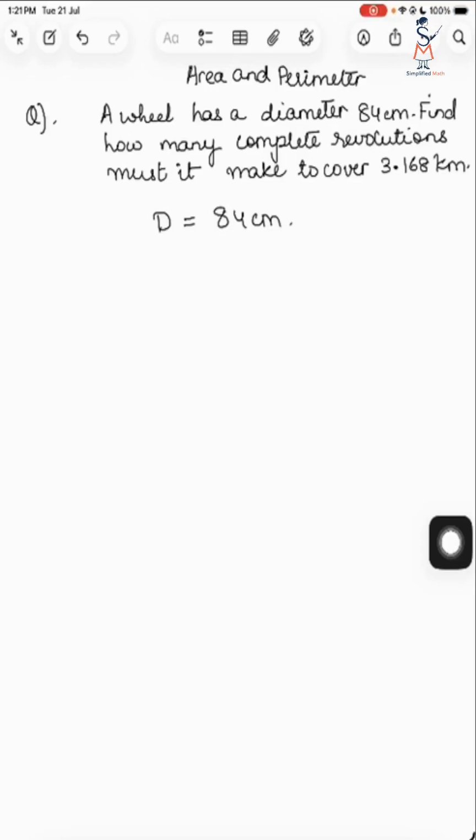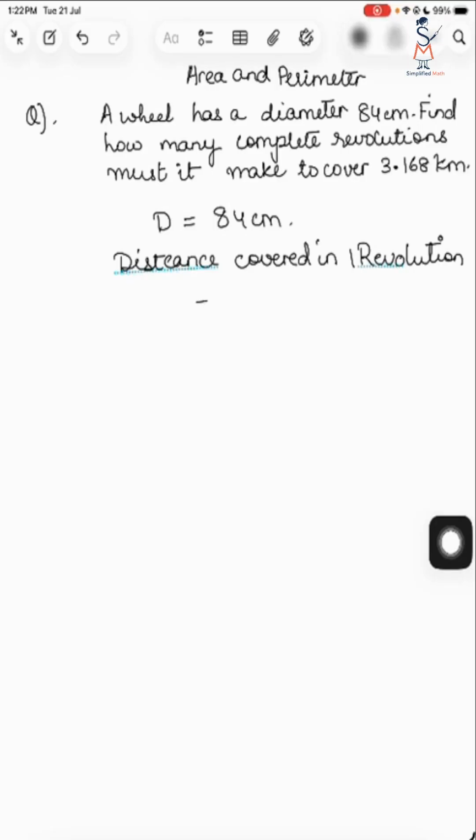Now we know that the distance covered in one revolution of the wheel is equal to the circumference of the wheel. So we will find the distance covered in one revolution. Now we have to find how many revolutions it will make to cover a distance of 3.168 kilometer. So first let's find the distance covered in one revolution.